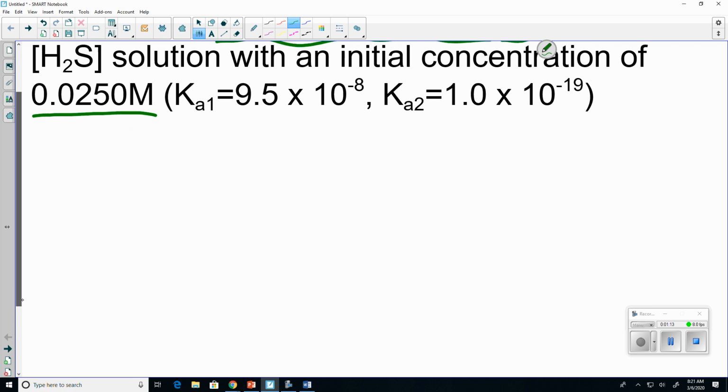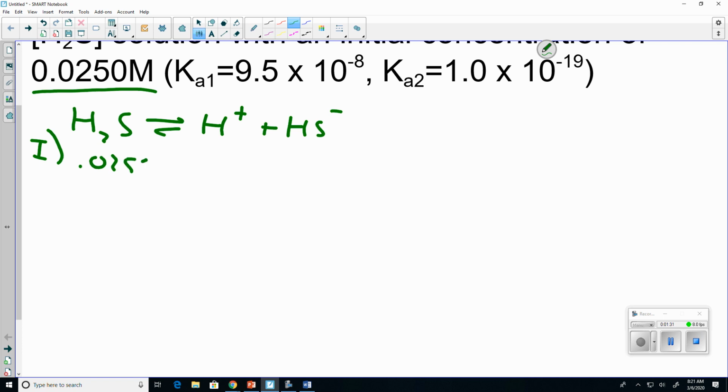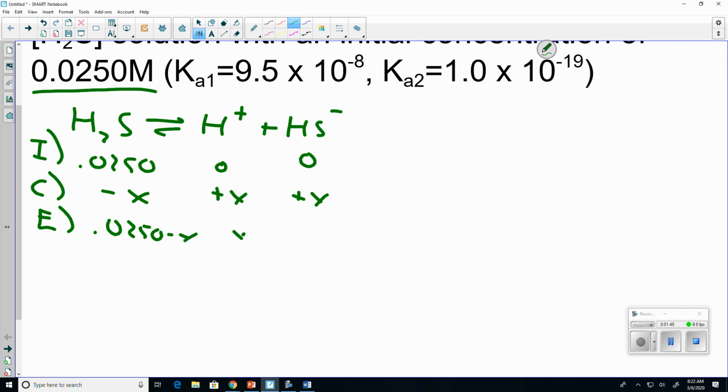So to start this problem, I would set up an ICE table as I've normally done. And initially I have 0.0250. This will lose X, this will gain X, this will gain X. And then you know the story, at equilibrium of 0.0250 minus X, X, and X.